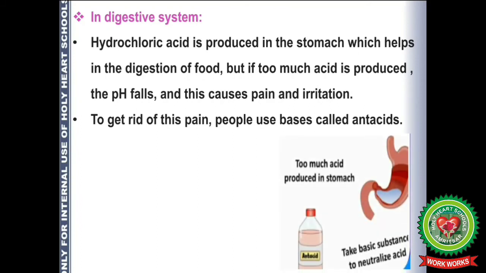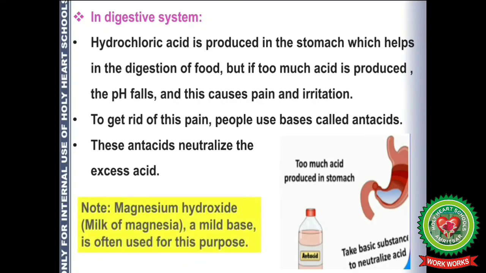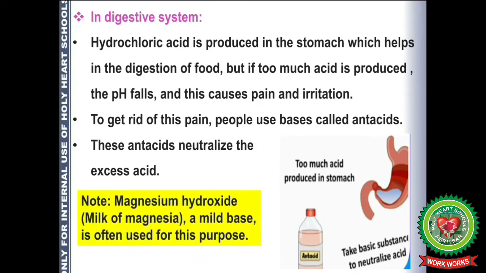So what will an antacid do? It will actually neutralize the excess acid which is present in your stomach. For this we can take magnesium hydroxide. It is a mild base, so we can take it, and with that the irritation or the pain in our stomach will stop because the acid will be neutralized.